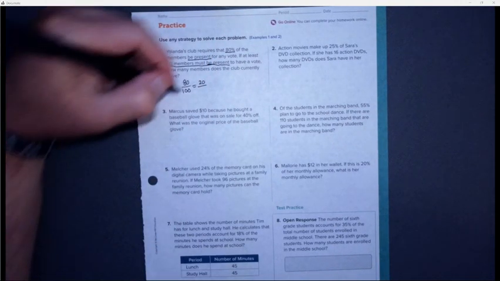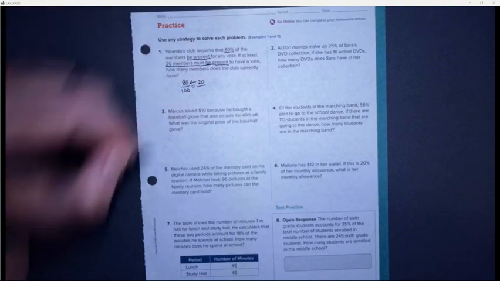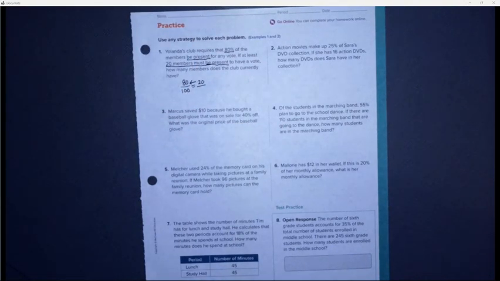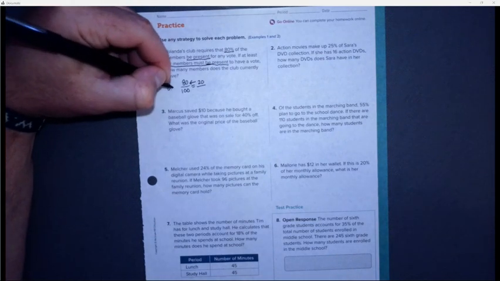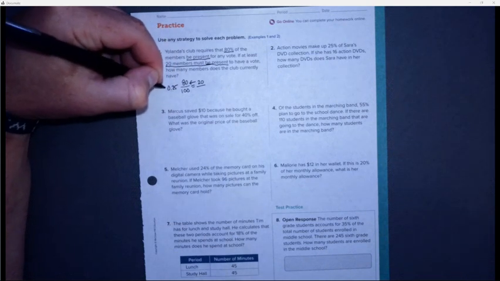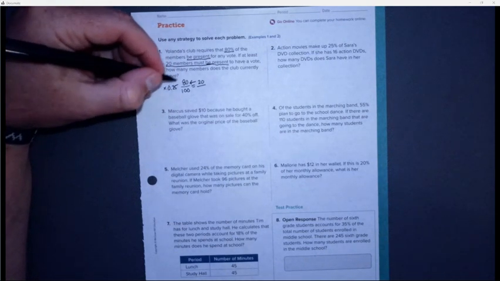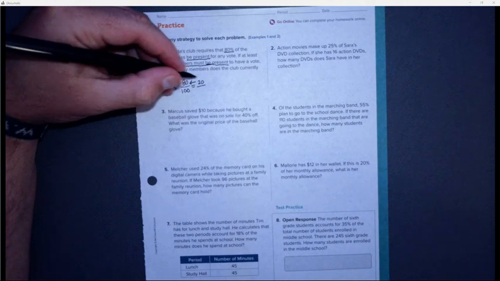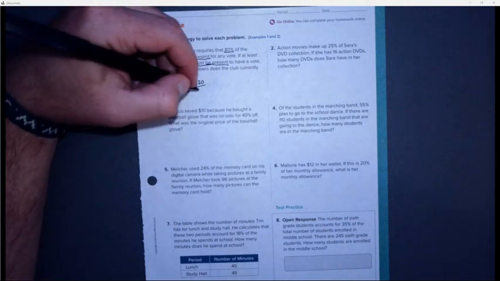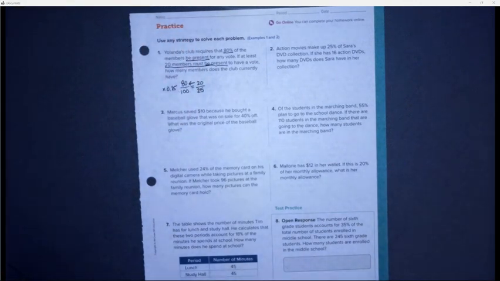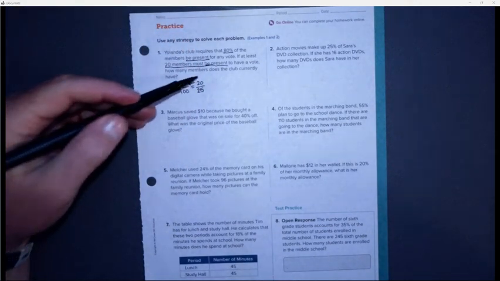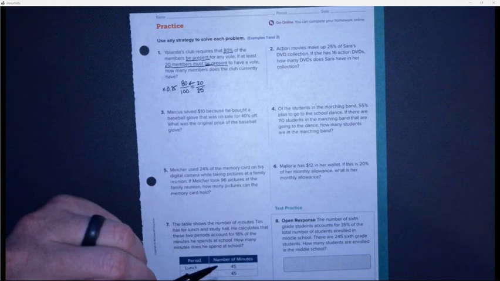So now we're going to do 20 divided by 80. We'll get 0.25. So that's our multiplier. 0.25 times 80 will give me 20. 0.25 times 100 gives me 25. So there's 25 members in the club, and 20 of them need to be present for a vote.